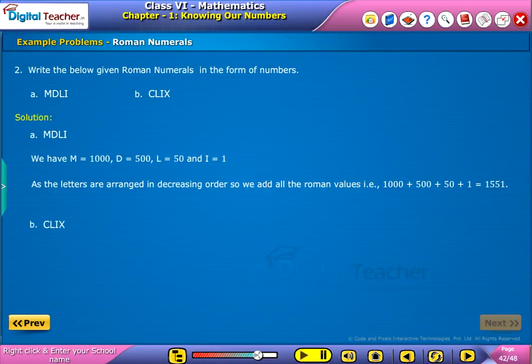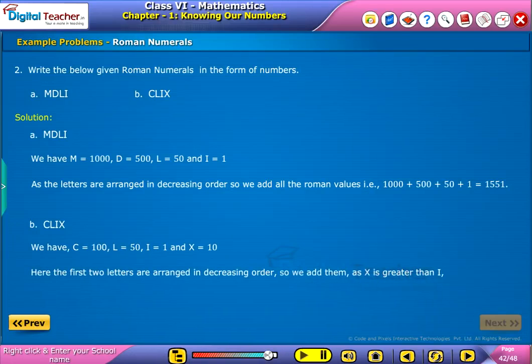In the next Roman numeral CLIX, we have C equal to 100, L equal to 50, I equal to 1 and X equal to 10. Here the first two letters are arranged in descending order, so we add them. As X is greater than I, we subtract I from X, that is 100 plus 50 plus 10 minus 1, which is equal to 159.